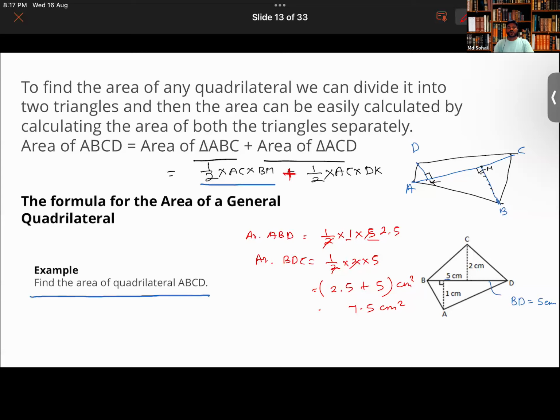But one more observation has to be made in this one, that you guys missed. Look here. The diagonal BD is the same for both of them. It's common.